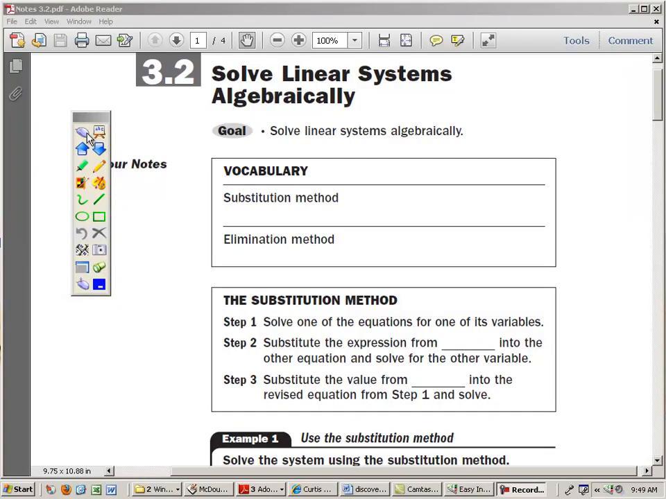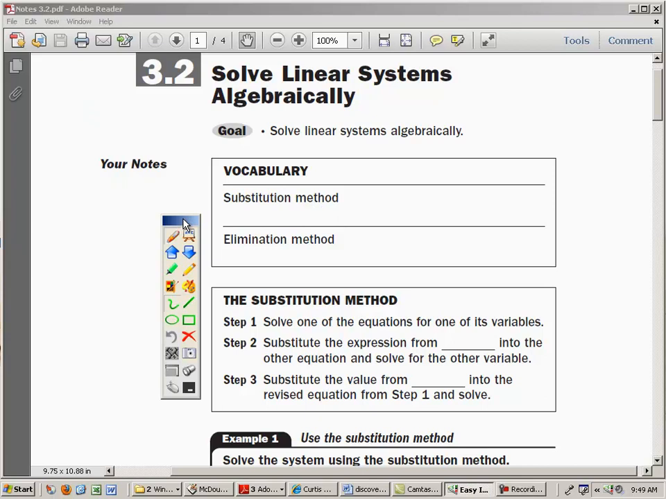Today's lesson, lesson 3.3, is on solving linear systems algebraically. In our last lesson we talked about how to graph two lines and find the point where those two lines meet, and that was our solution to our system of equations. Algebraically, we can find that point (x, y) where those two lines meet, and we can do that in a couple of different methods. One of those methods is called the substitution method.